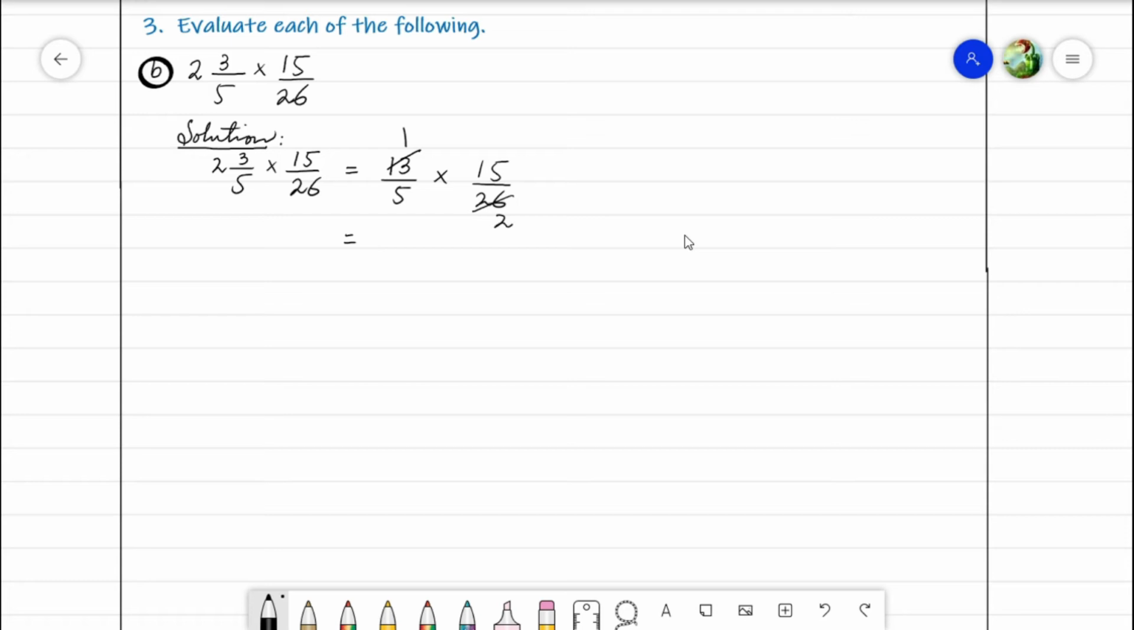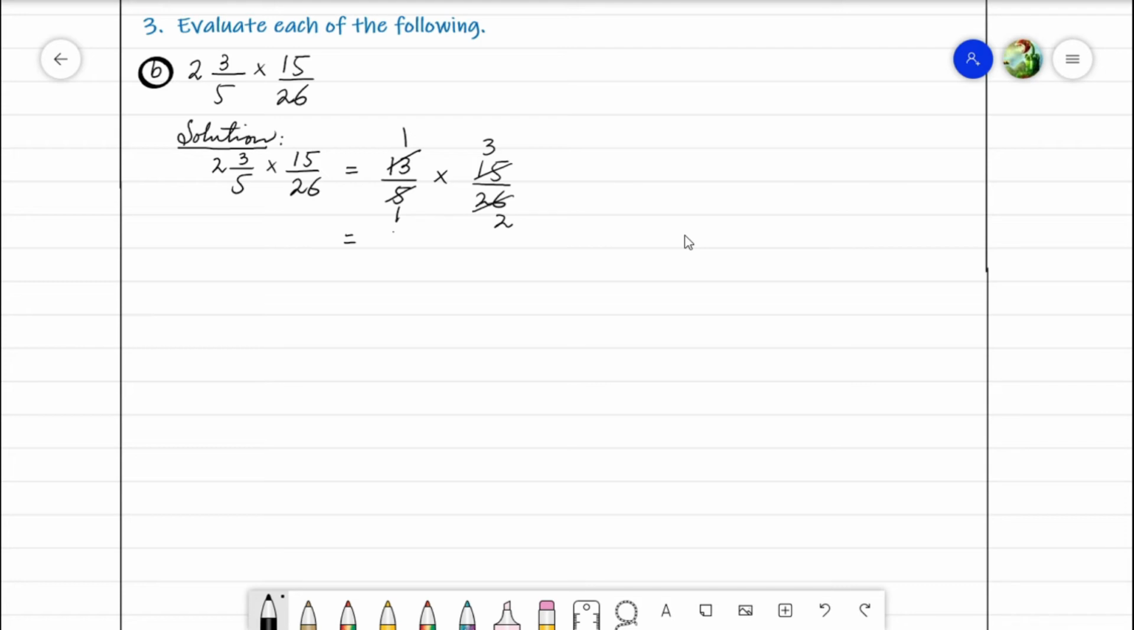And now I will work on this 15, which is in the numerator, and with this 15 I will check 5. Is there any common factor between 5 and 15? Yes, there is. 5 1s are 5 and 5 3s are 15. Now I will check this 3 with 2. Is this simplifying or not? No, there is no common factor between 3 and 2, so I will leave it as it is. And now I will multiply this 3 by 1 and this 2 by 1.